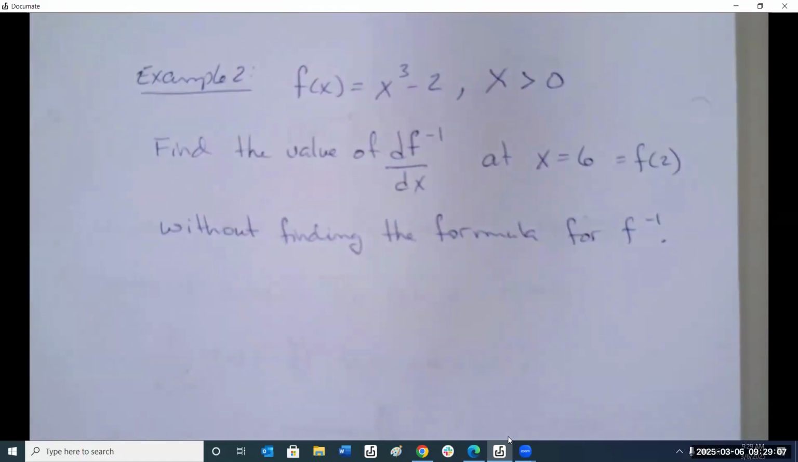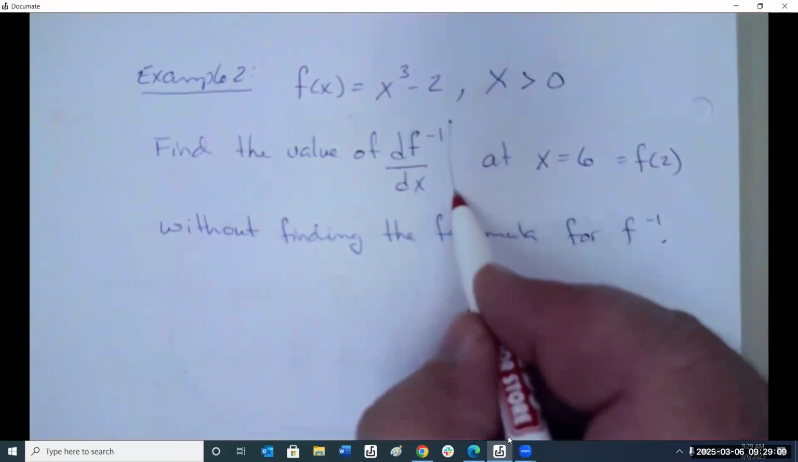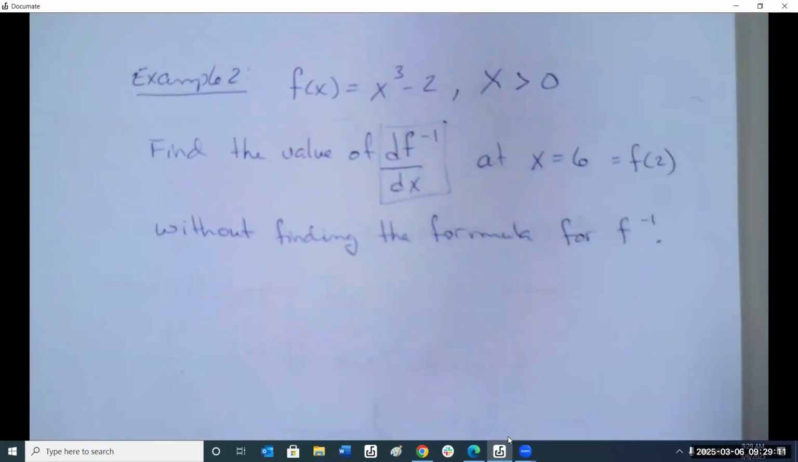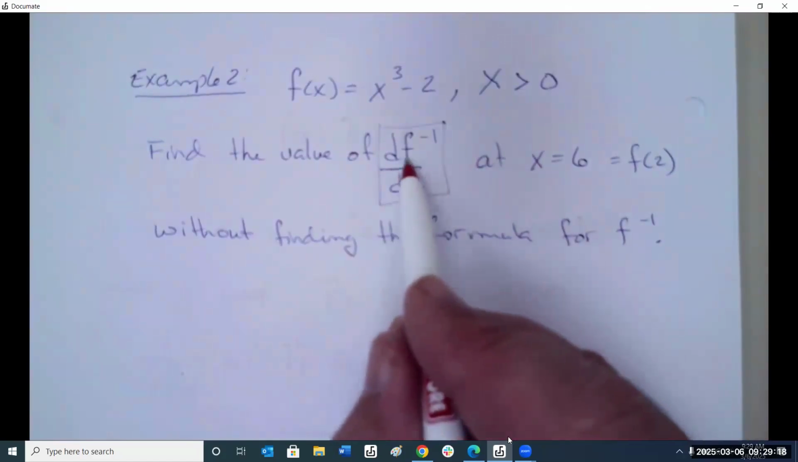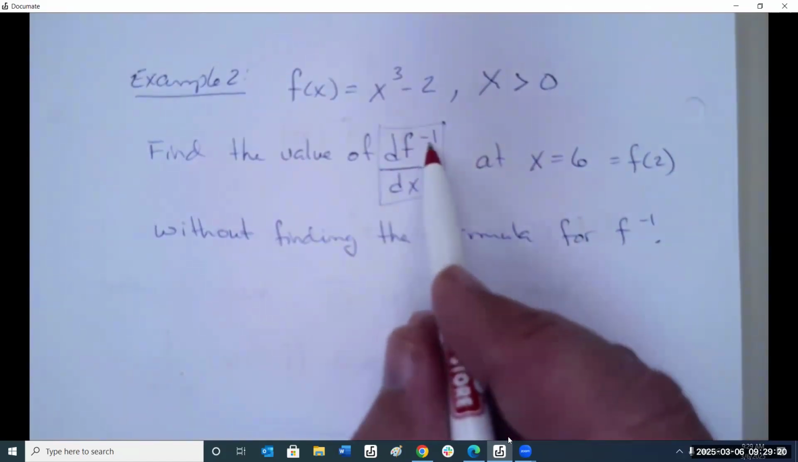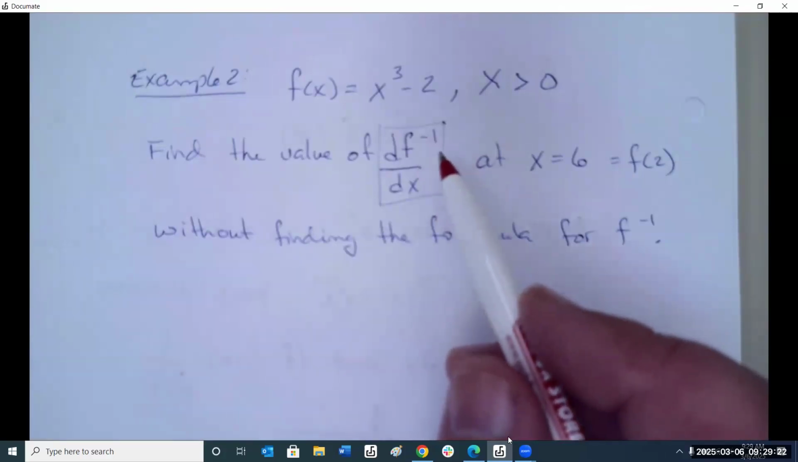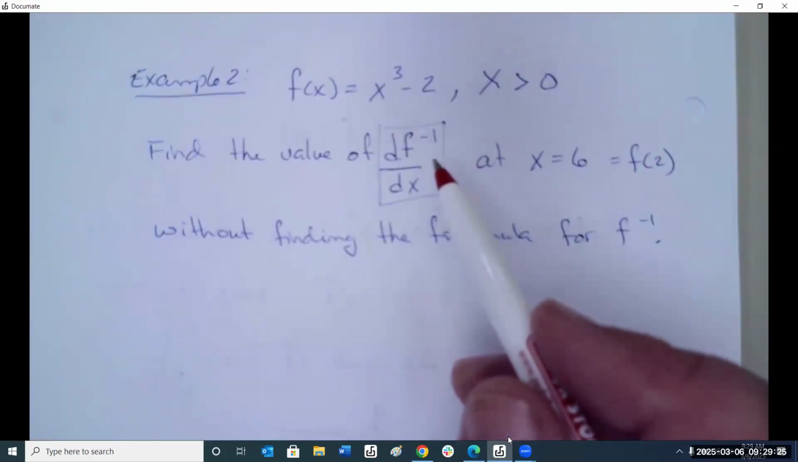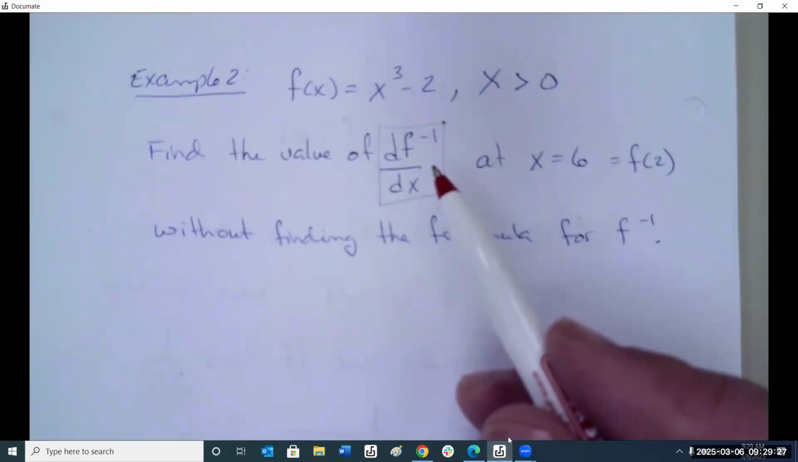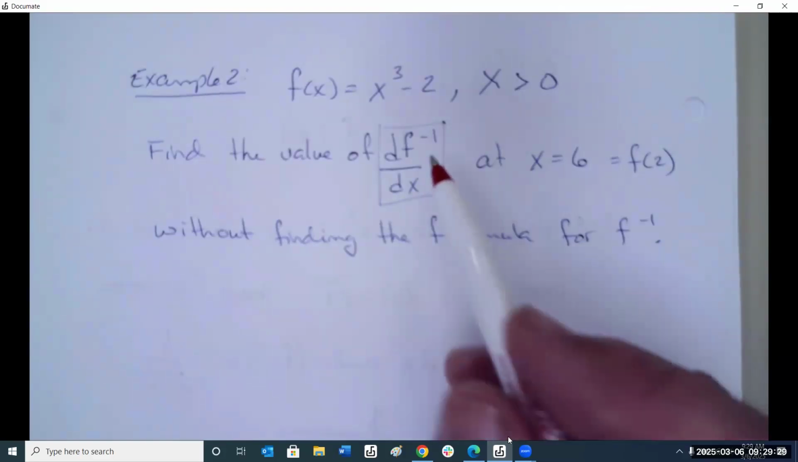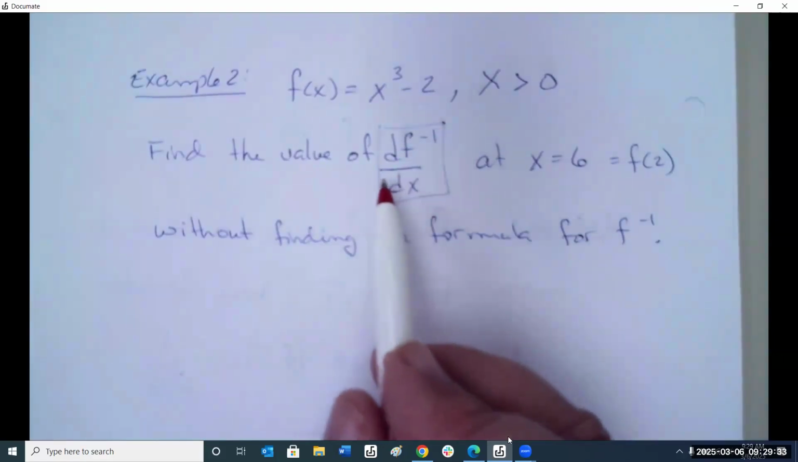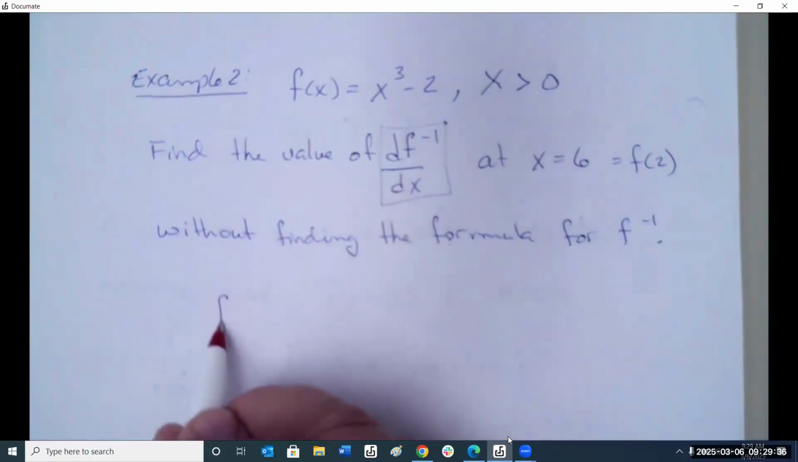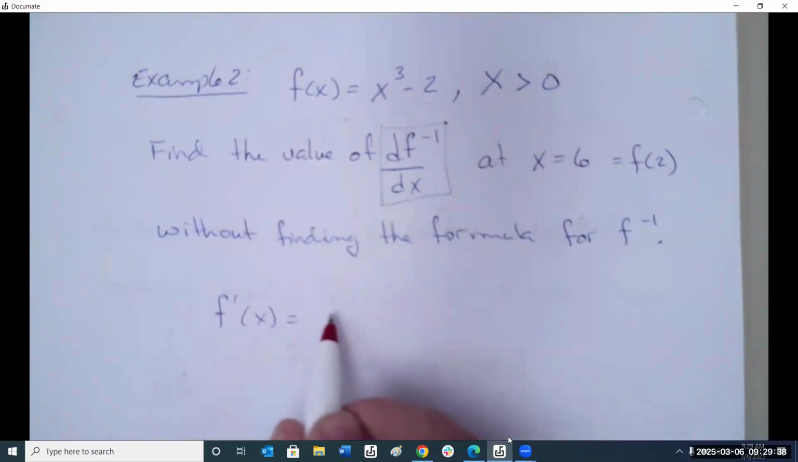It's easier than you think. Because what is this looking for? The derivative is a what? A slope. So we're looking for the slope of the inverse. And how is the slope of the inverse related to the slope of the function? Not negative, just that's a perpendicular. It's just a reciprocal. So if we found the slope of this equation, then to find this one, we just flip it. So what is the derivative of this function?